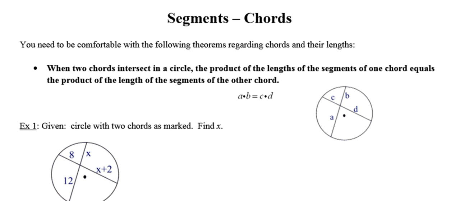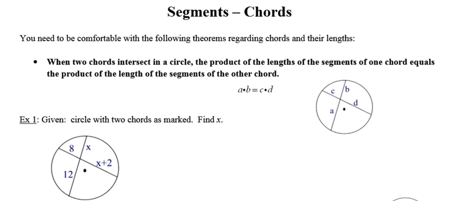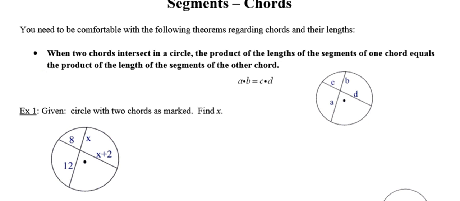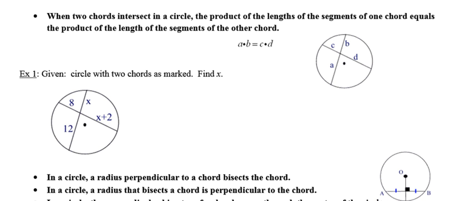All right, so on the page, there are some theorems regarding chords that you need to be familiar with and comfortable working with. The first theorem says that when two chords intersect inside a circle, the product of the lengths of the segments of one chord is equal to the product of the lengths of the segments of the other chord. So in other words, anytime I have two chords that intersect inside the circle, I'm going to color code them so that I can talk about them. If I were you, I would recommend getting your highlighters out and highlighting.